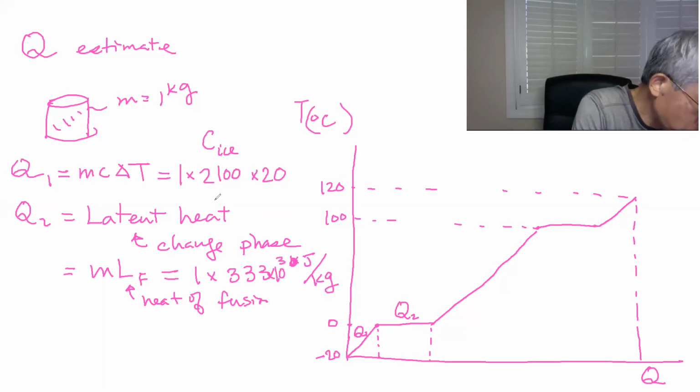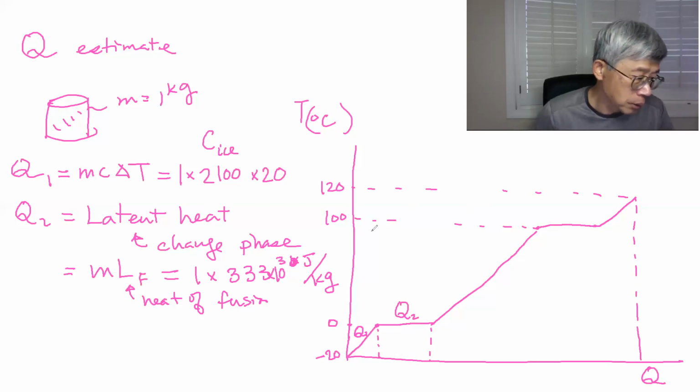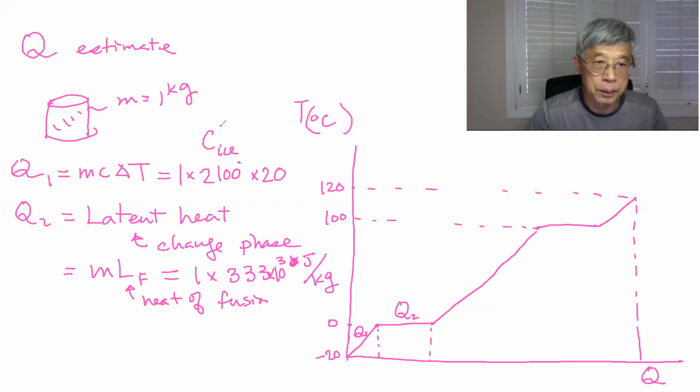And this 2100, the unit here is J per kilogram degree C. So this is already in J, so that's good. And this is in kJ, so we times 10 to the 3.